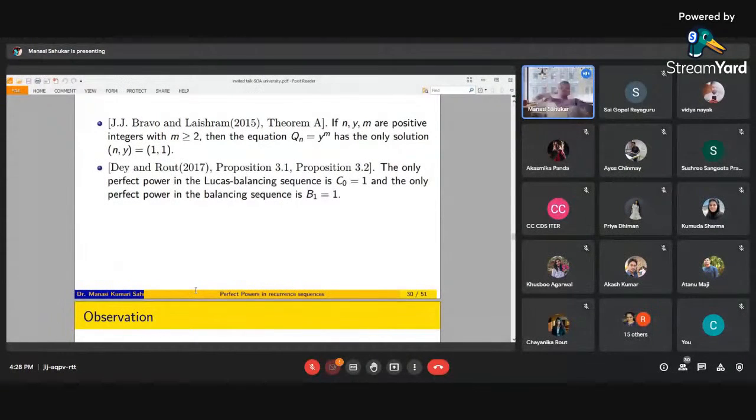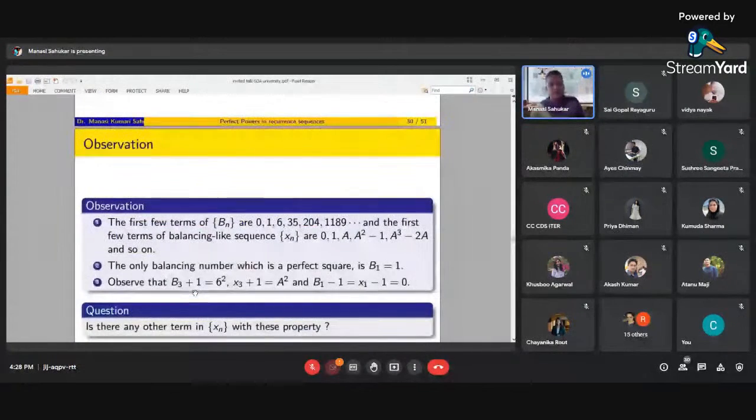After that, my guide and I tried to find whether it is possible to get a perfect square a little less than 1 or more than 1. That is our problem. The first few terms of Bn we already have, because the initial terms are 0 and 1. Next come 6, 35, 204, 1189, all balancing numbers. The first few terms of balancing-like sequences look like 0, 1, a squared minus 1, a cubed minus 2a, and so on. Dey and Rout already proved in 2017 that the only balancing number which is a perfect square is B1 = 1.